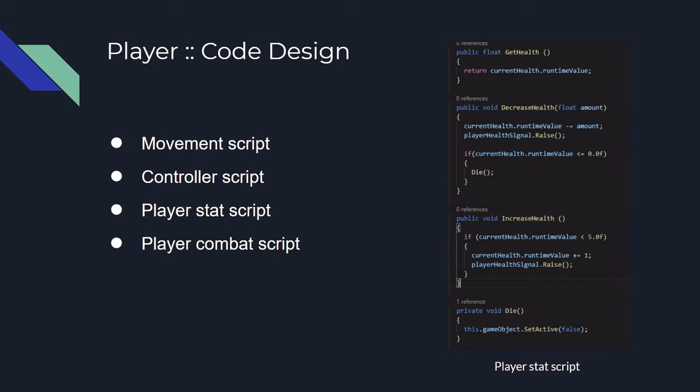And then lastly, we have the player combat script. What this does is basically allow the player to interact with and fight the enemies in our world. It determines whether or not the player object's weapon hits an enemy's box collider or hitbox. And if it does, then it reduces the enemy's health, eventually killing the enemy once they run out of health.